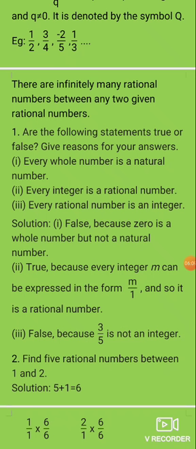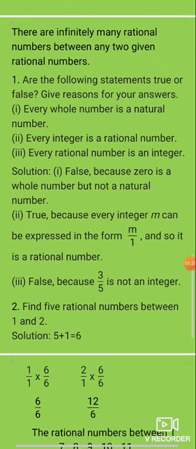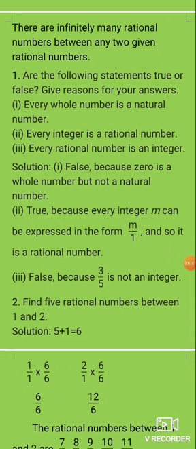We need to find out how many rational numbers? Yes, 5 rational numbers. So the first step is we need to add 5 plus 1. What is 5 plus 1? Yes, it is 6. Now we can write 1 as 1 by 1 and 2 as 2 by 1. Both we need to multiply using 6 by 6. So 1 by 1 into 6 by 6, 2 by 1 into 6 by 6. What is the product? Yes, 6 by 6 and 12 by 6.